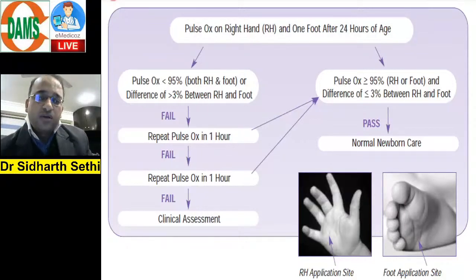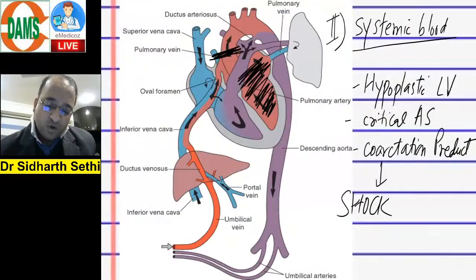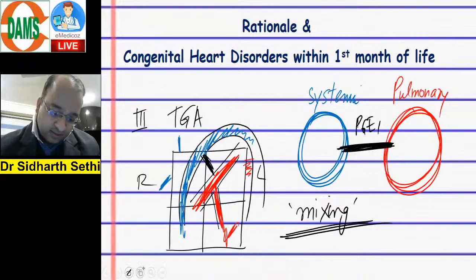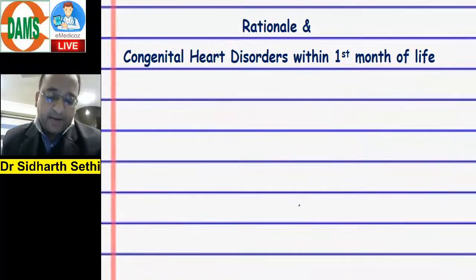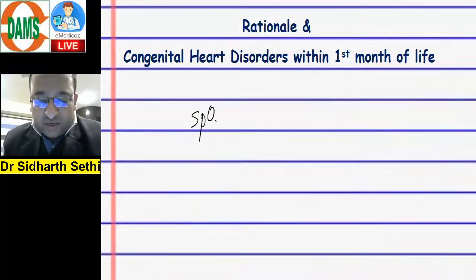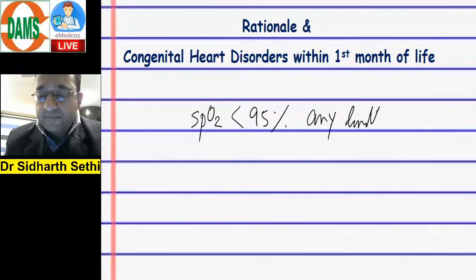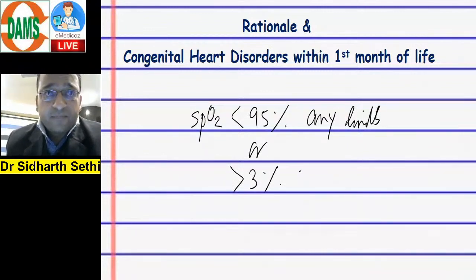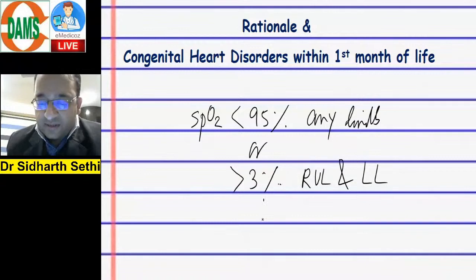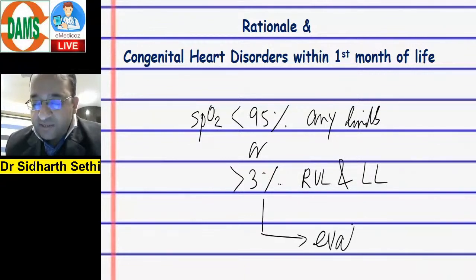Now, one more non-invasive test, pulse oximetry. If you have saturation less than 95% in any limb, or there is a difference of more than 3% between the right upper limb and the lower limbs, this child needs evaluation.